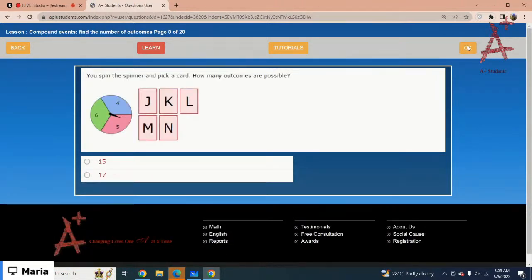Okay, you spin the spinner and pick a card. How many outcomes are possible? On the spinner, you have three options and you have five cards. So you need to do 5 times 3. 5 times 3 is 15. So the correct option is 15.